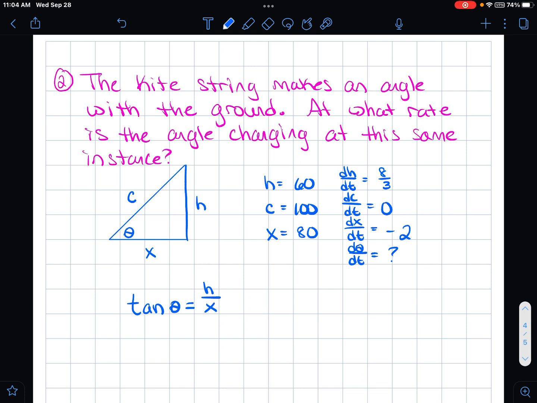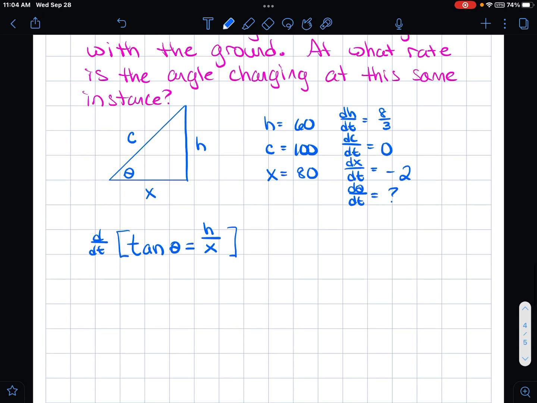All right, so we've done our 3 steps. We have drawn the diagram, we've declared our variables, we have written an equation. Now, before we plug anything in, we're going to differentiate this. Okay, let's find the derivative.